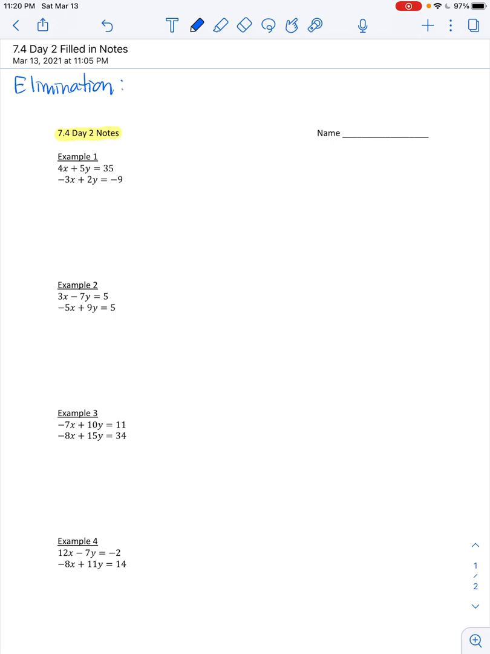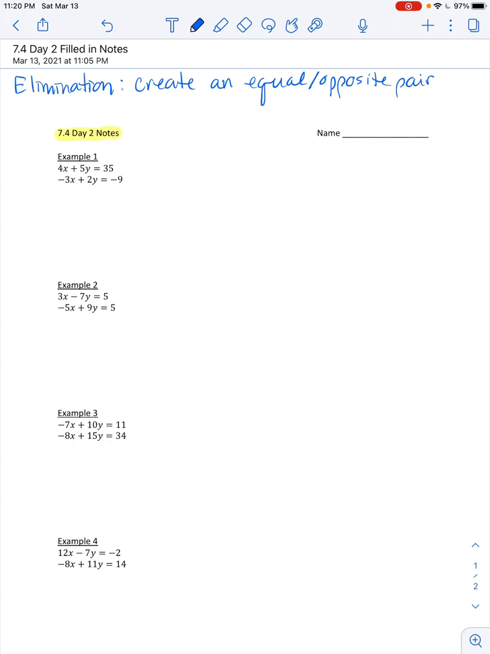And so that was what we did in 7.3. Then in 7.4 day one, we learned how to create an equal but opposite pair through multiplication.